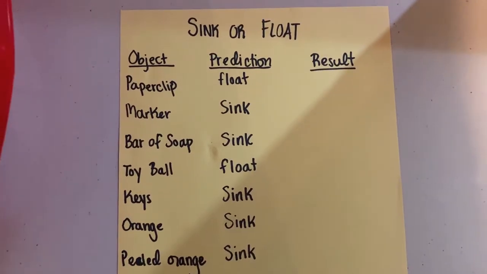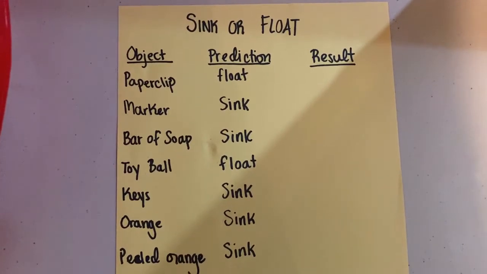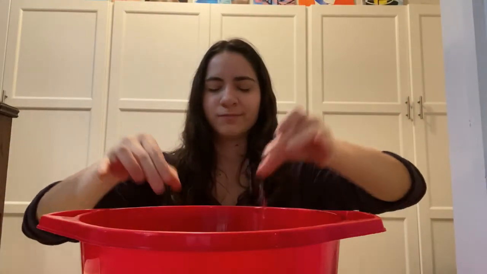Before you add an object, predict whether it will sink or float. You can create a sheet to keep track of your predictions and then add the results when you're done. Place the object in the water and observe what happens. Make sure to write down your results. Try this experiment again with a regular orange and then with a peeled orange. What happens?